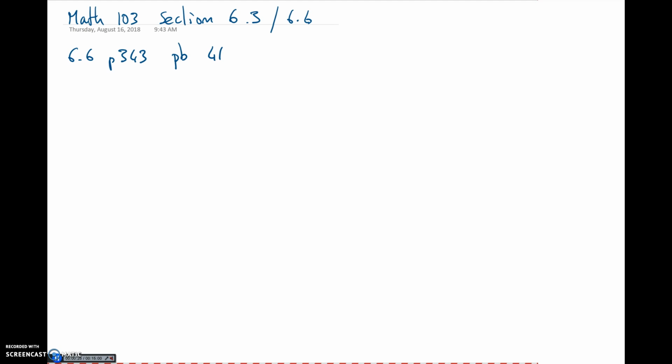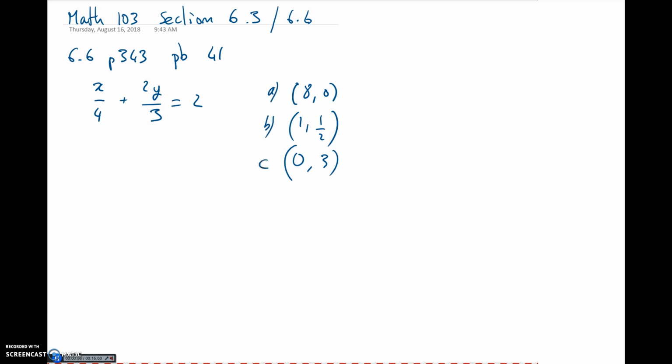In this problem number 41, they are giving you x over 4 plus 2y over 3 equal to, and they're asking you to determine which ordered pair satisfy the given equation. So you have 3 ordered pairs: the ordered pair 8, 0, the ordered pair 1, 1/2, and the ordered pair 0, 3. I'm going to call those A, B, and C.